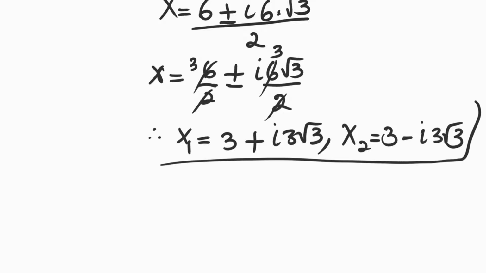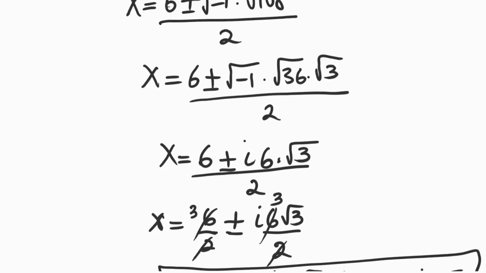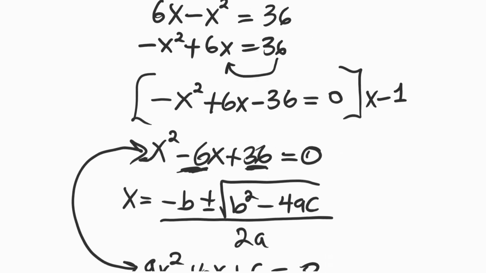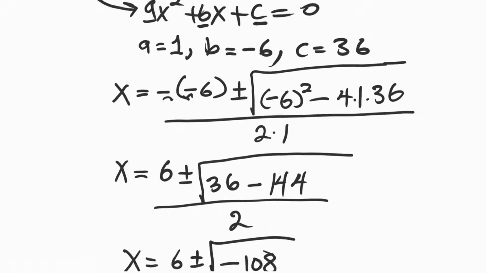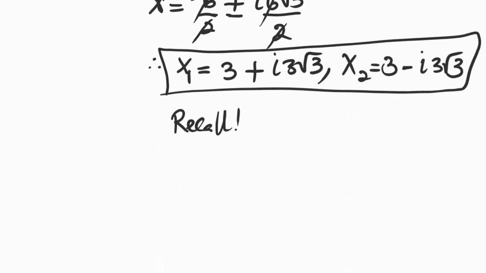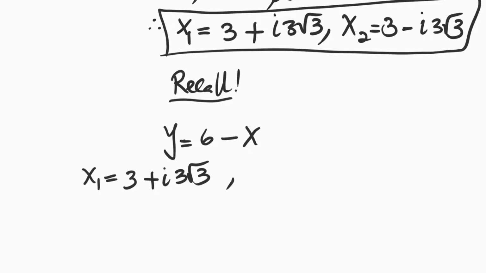We have our values for x1 and x2. Now we need to recall that our equation 3 states that y is equal to 6 minus x. Now we have that x1 is equal to 3 plus i3√3, and we have that x2 is equal to 3 minus i3√3.